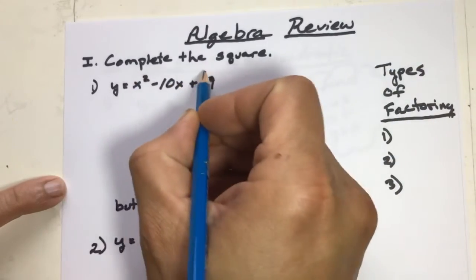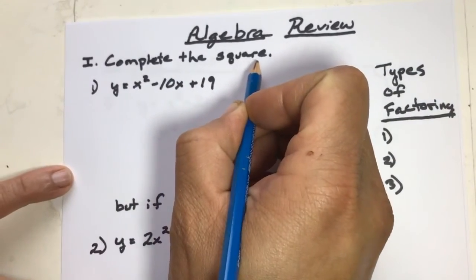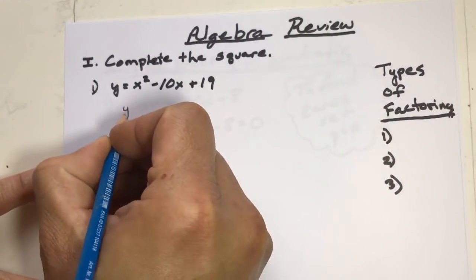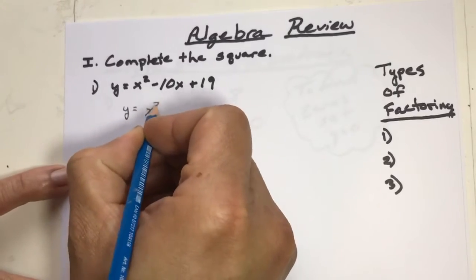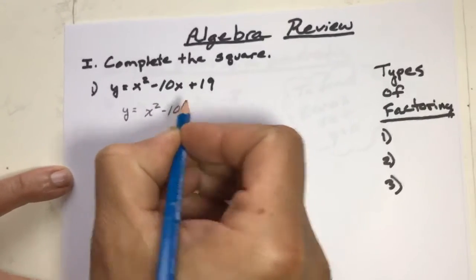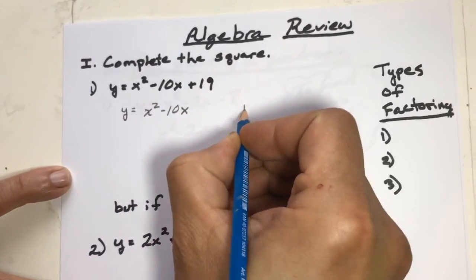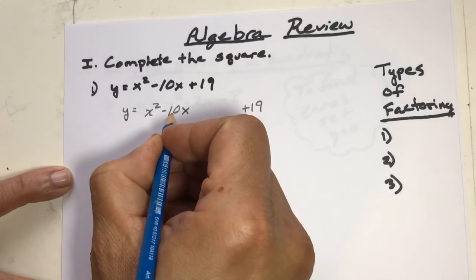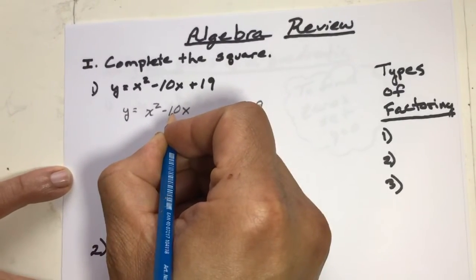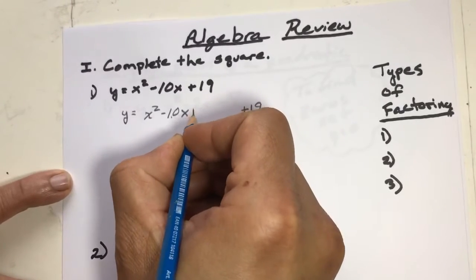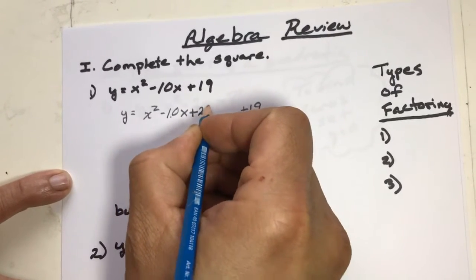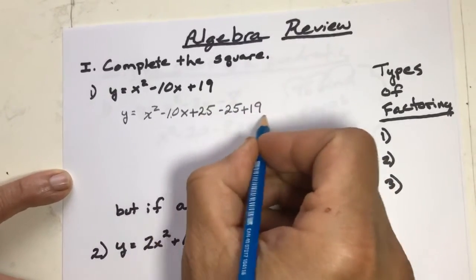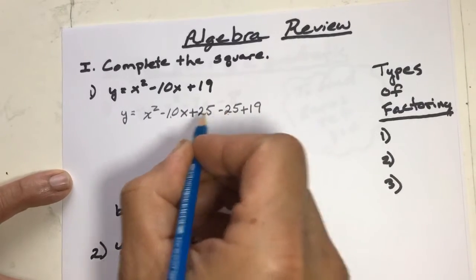The first thing is reviewing completing the square. Hopefully you remember that in order to complete the square, the first thing you have to do is rewrite it and make space. So that plus 19 just moves way down here, out of the way. Then you half it, which is -5. Then you square that -5 and get positive 25. So you add 25 and at the same time subtract 25.